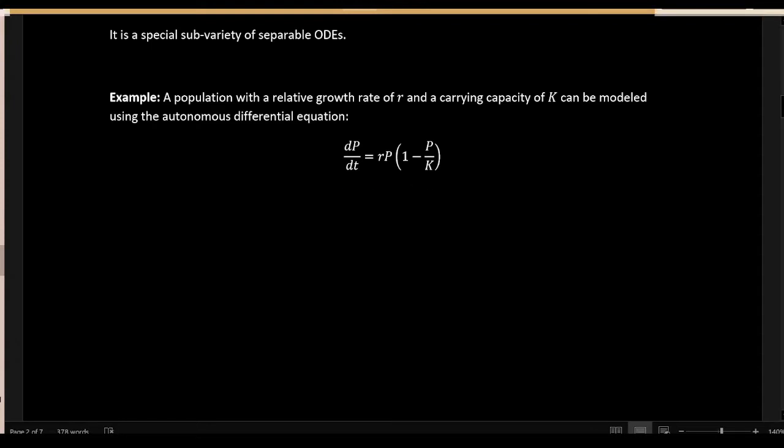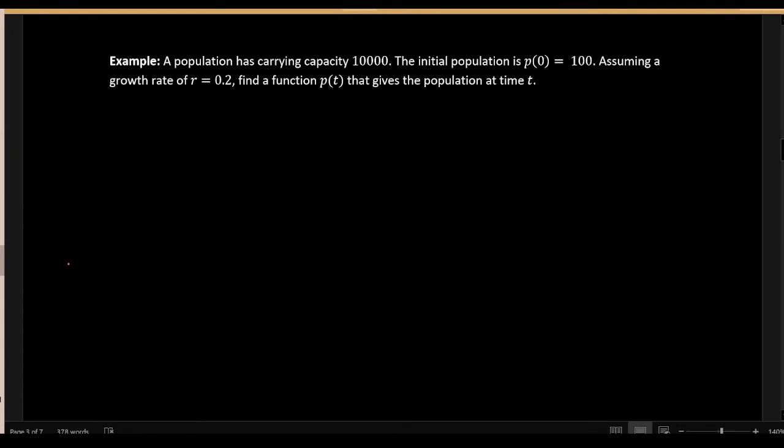In this differential equation, since r and k are constants, we have p prime on the left and a function of p alone on the right side. So you're not actually seeing the independent variable, t in this case, play a role in this differential equation. This would be an example of an autonomous ODE. Now, because autonomous ODEs are just special instances of separable ODEs, we already know how to find the solutions. So let's, for example, solve the ODE, which corresponds to the following real-world logistic population growth problem.